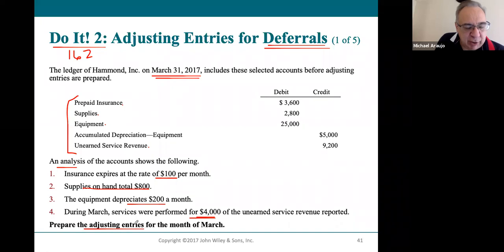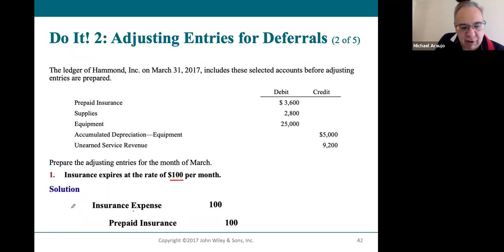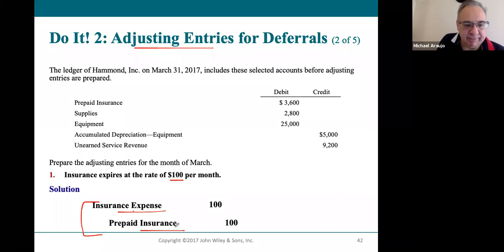So it says to prepare the journal entries. The adjusting entries are journal entries. So in this case we used $100 of insurance, so we can expense what we've used. This is the very first deferral adjusting entry that you learned, and it's always going to be the same. Every time we use insurance for adjusting entries, it's always going to be a debit to insurance expense and a credit to prepaid insurance. Always, always, always in this process. Guaranteed.